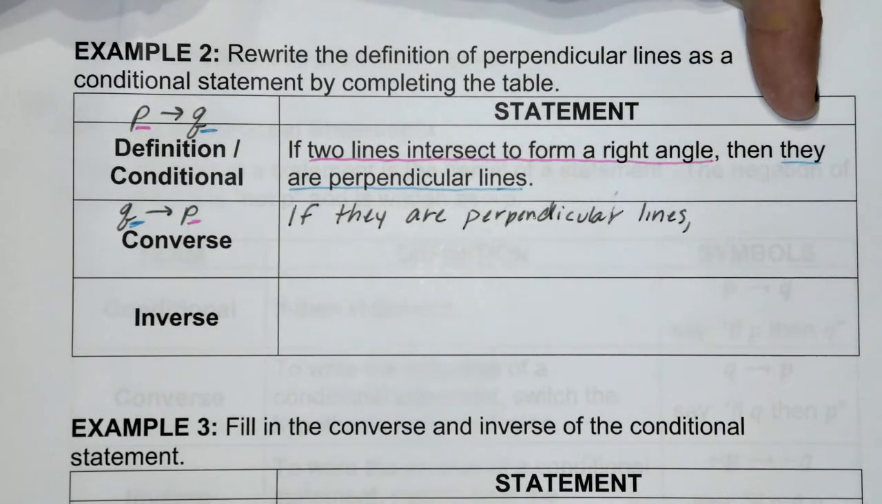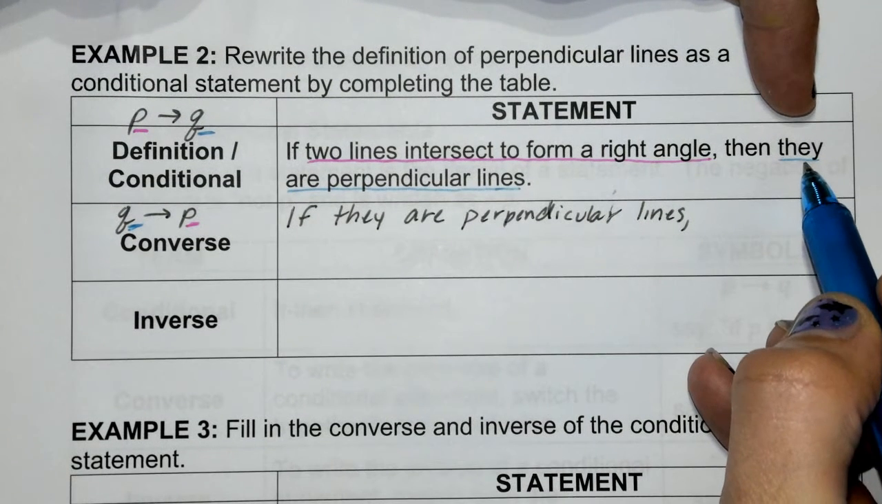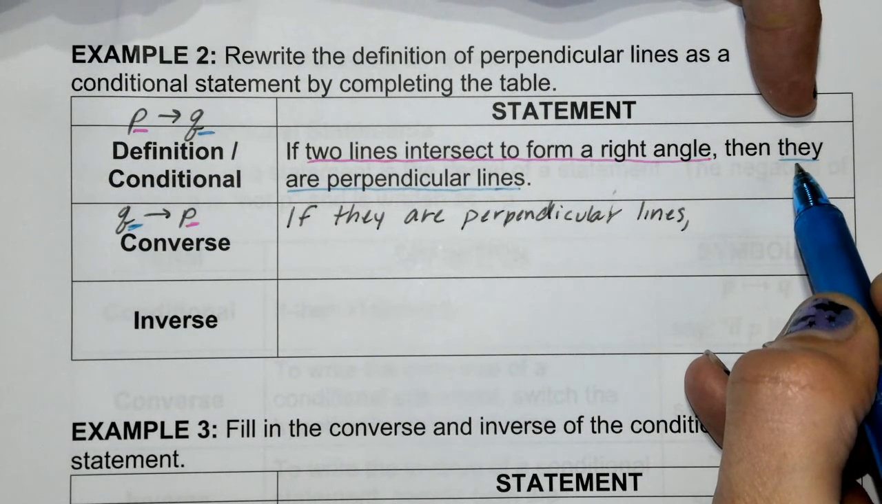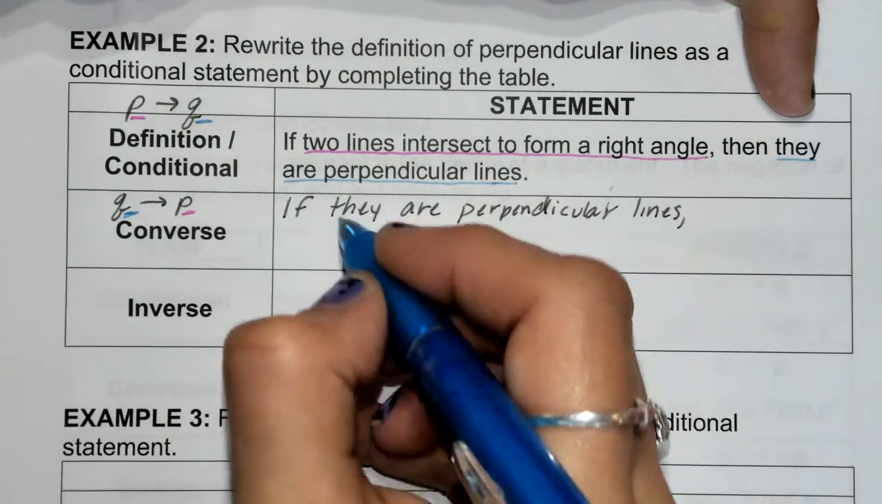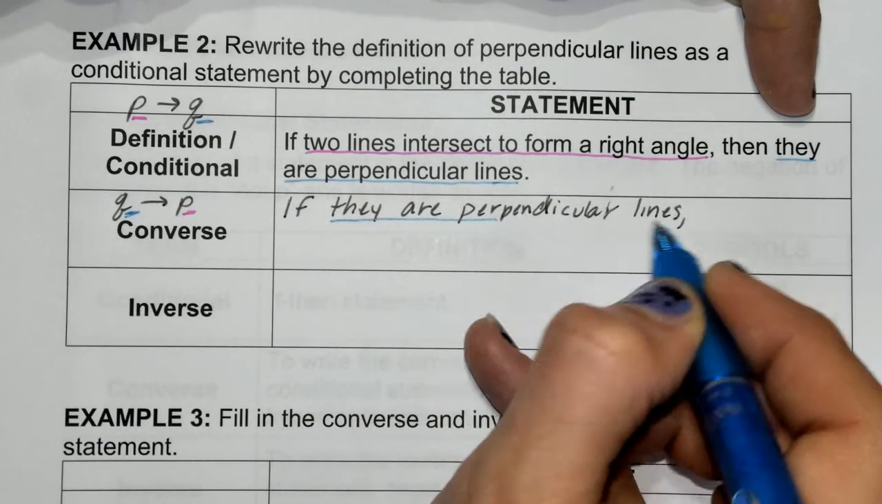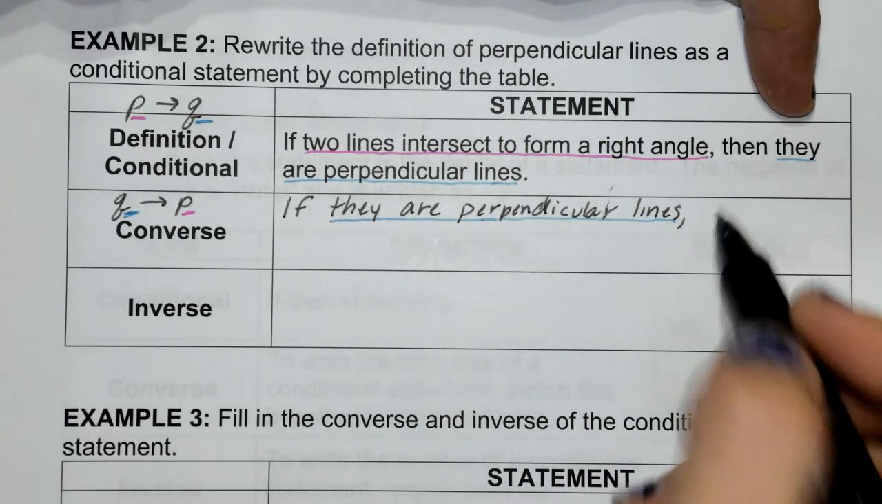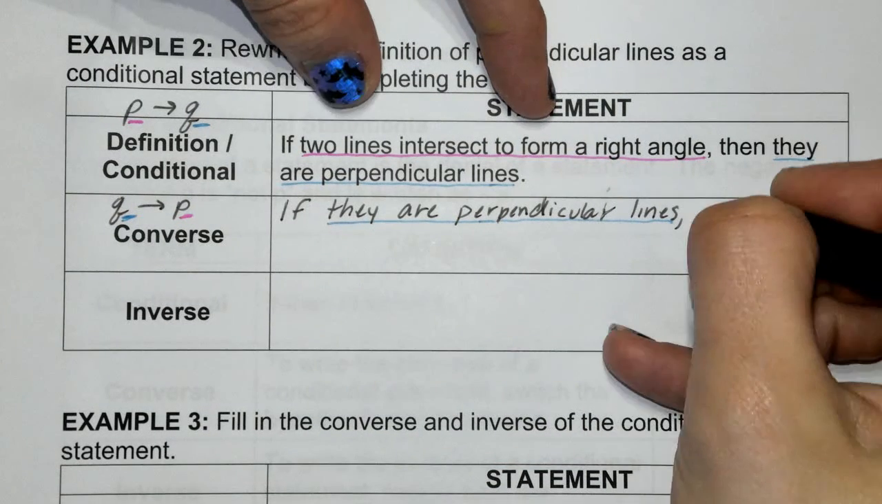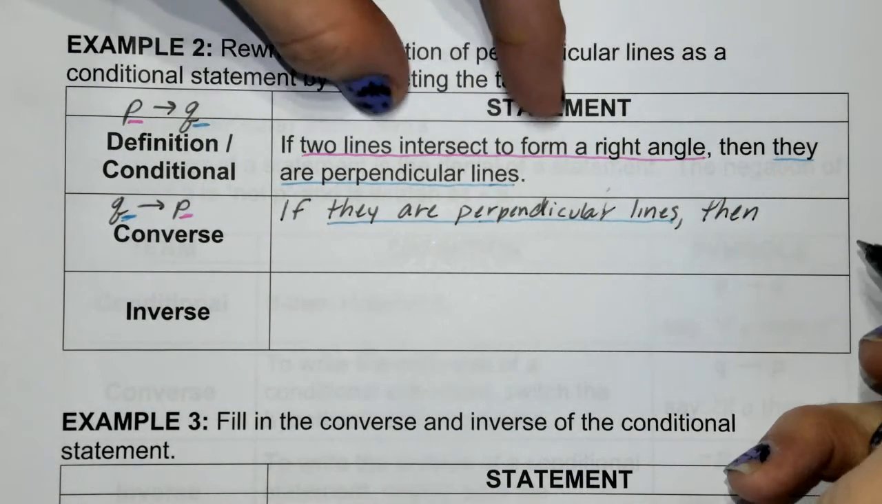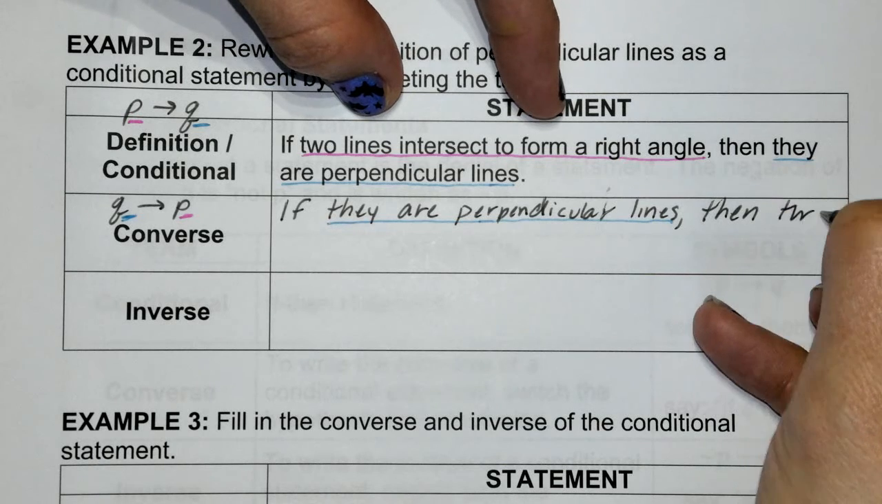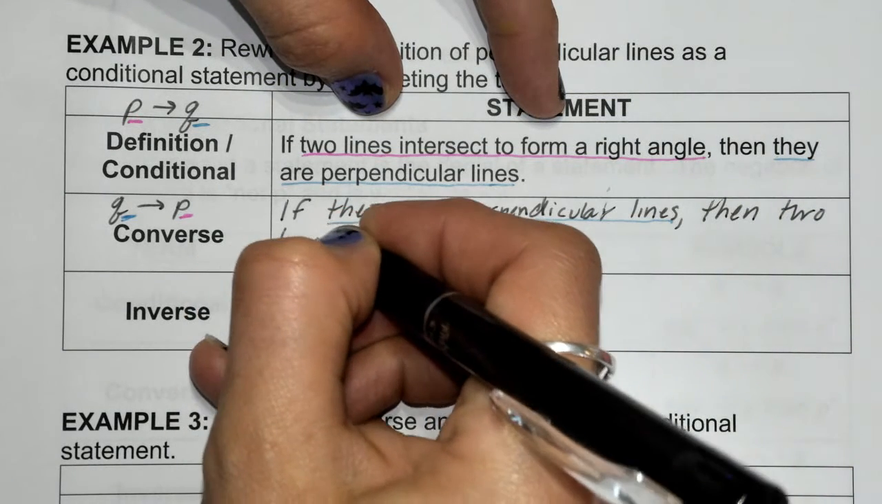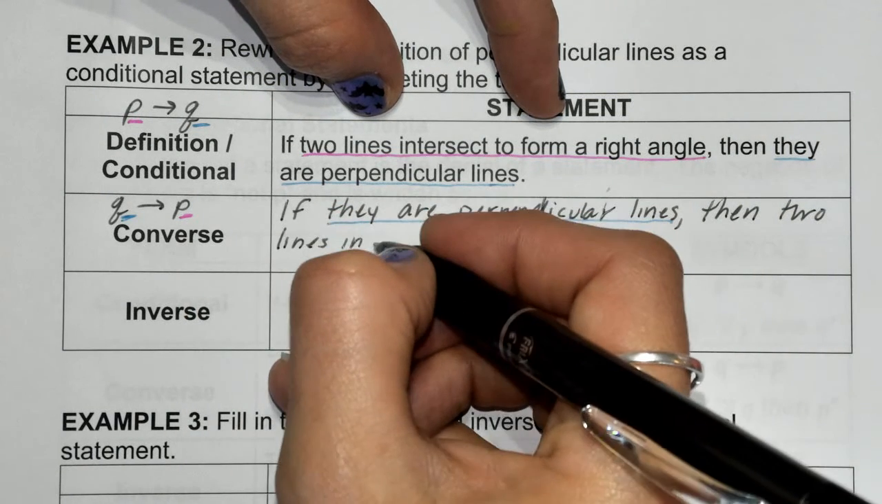If they are perpendicular lines, remembering that if we're using our colors, use your corresponding or matching colors. Your hypothesis, your Q was, I put it in blue, so I'm going to keep it in blue, keeping that same exact color. If they are perpendicular lines, then we'll write out their original hypothesis. Then two lines intersect to form a right angle.